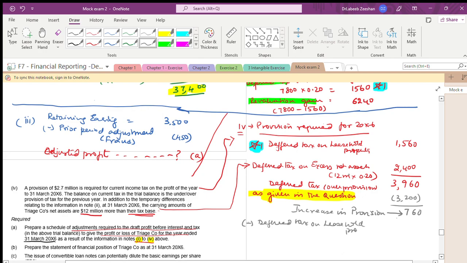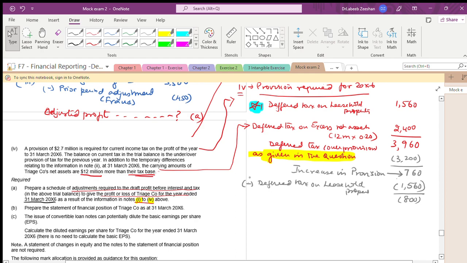How much is the deferred tax on leasehold property? 1,000. Same amount. 1,560. What is the difference you will get? You get a difference of 800. This means you have provided excess provision. Increase in provision, how much? 760. Now deferred tax is 1,560. Now if it is deferred tax, how much are you saving? Here you are saving.